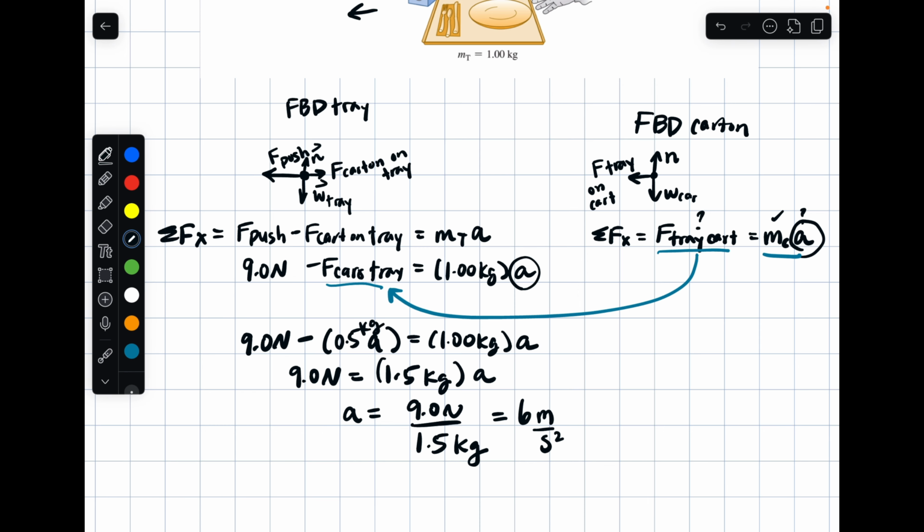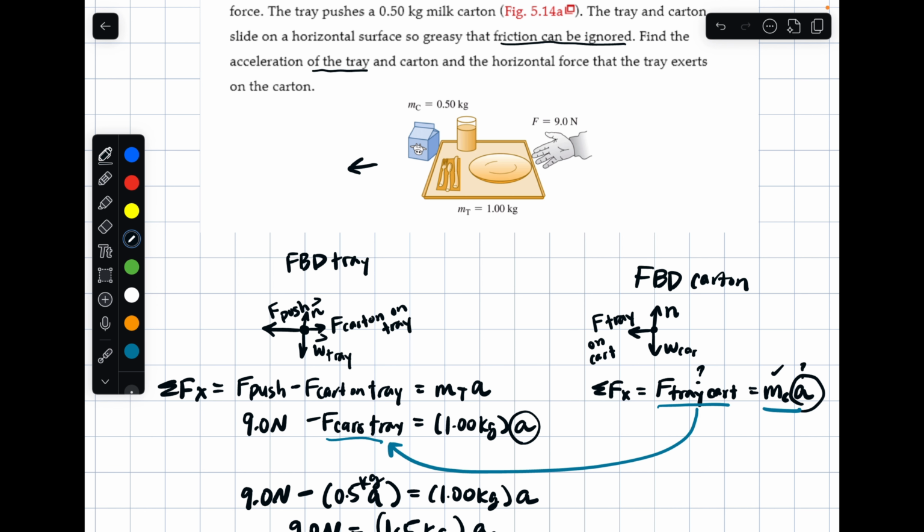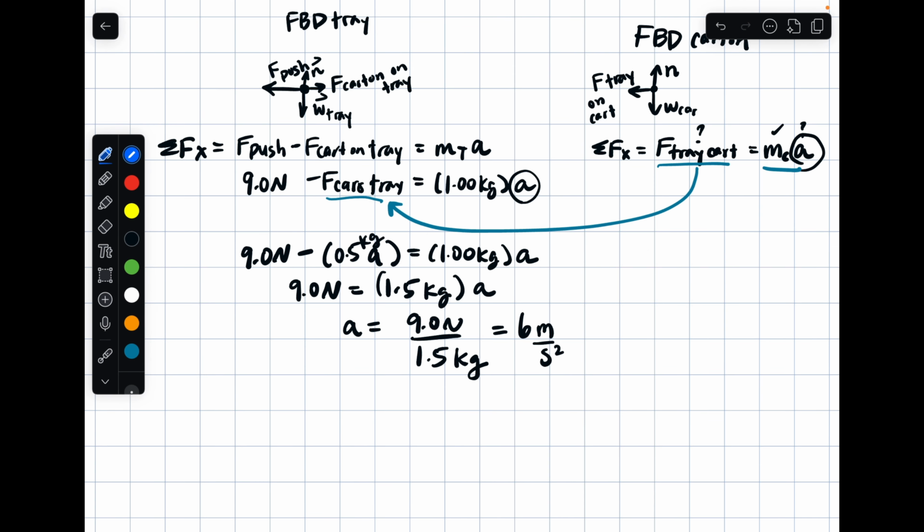And so we have 6 meters per second squared as the acceleration. So we found the acceleration of the tray and the carton. They're both 6 meters per second squared. And now, can we solve for the horizontal force that the tray exerts on the carton? So now we're solving for F tray cart. So let's solve for F tray cart.